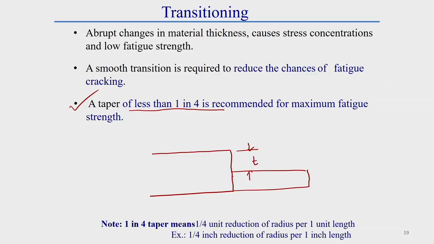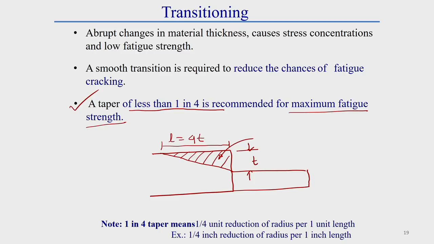To do this thickness reduction, from where should we start beveling or removal of material? We should start the removal of this material from a distance which is at least 4T beyond this region. That means we should start the beveling at a distance 4 times the thickness reduction T. That's why a taper of 1 in 4 or less is recommended for maximum fatigue life. If this length is a minimum of 4 times the thickness reduction T, then we will get maximum fatigue strength. That is observed experimentally also.